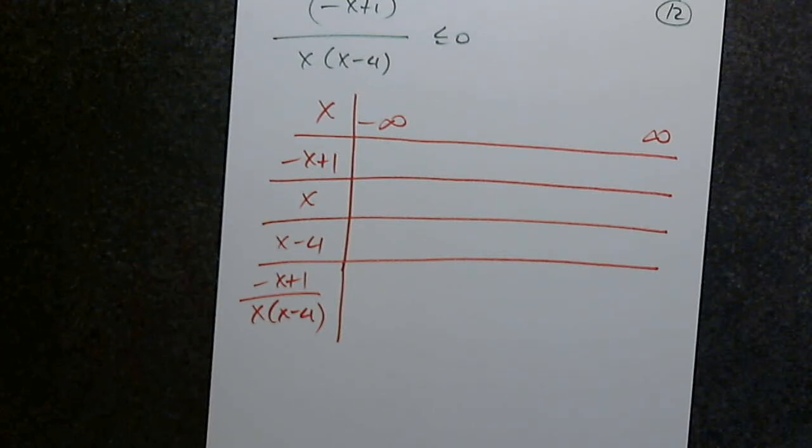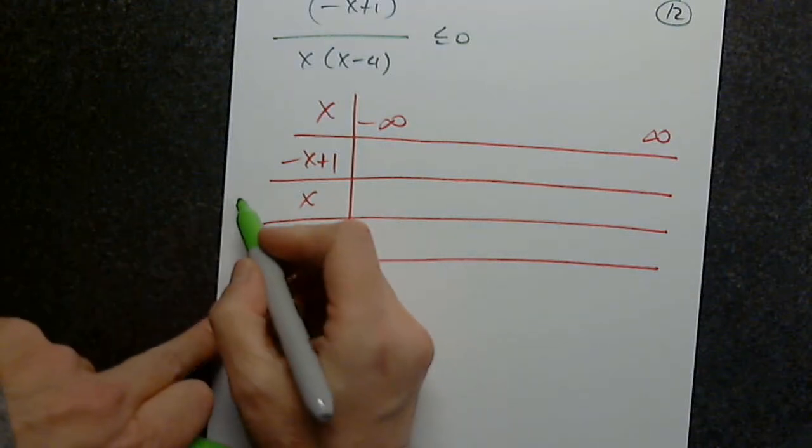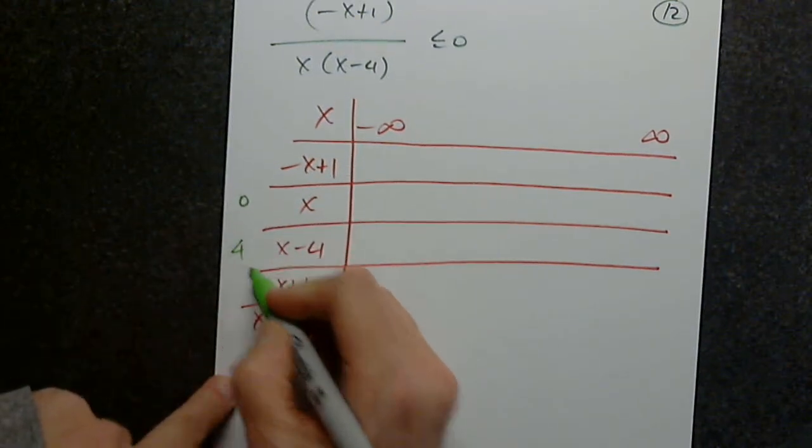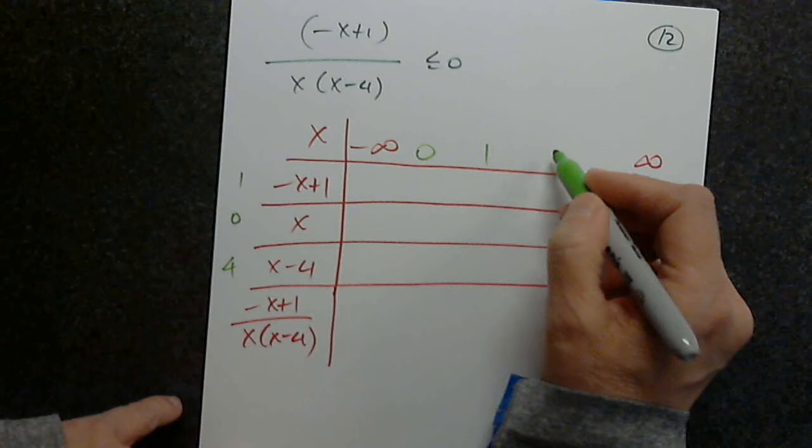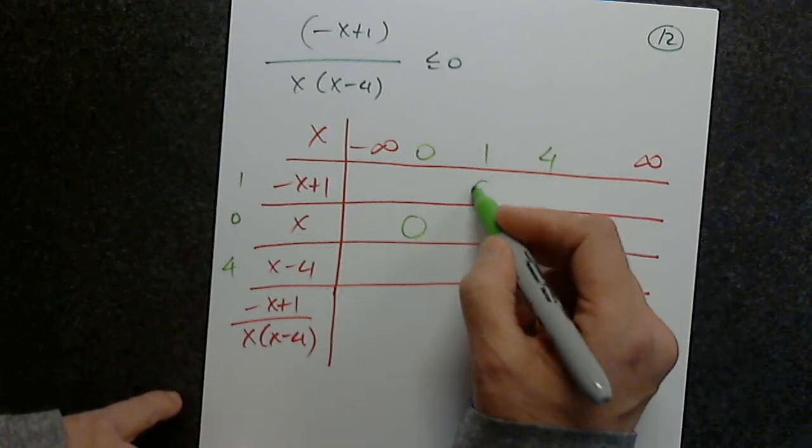So I need how many numbers at the top? One for each factor. So can anyone give us the numbers in ascending order from left to right? For this one, I have to have a 0. For this one, I will have to have a 4. And for this one, I would have 1. So that's the correct order: 0, 1, 4.